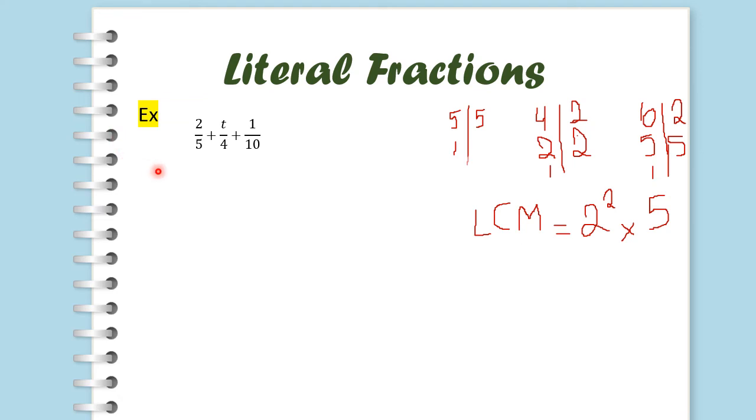In the following example, we need to add the following three fractions, and to do so, we should have the same denominators. So we have the denominators 5, 4, and 10. We need to have the same denominator. As I explained before, we have the method of LCM. So using the method of LCM, we need to find the prime factorization of the first denominator, the second, and the third. So we find the prime factorization of the three of them, and then we find the LCM.